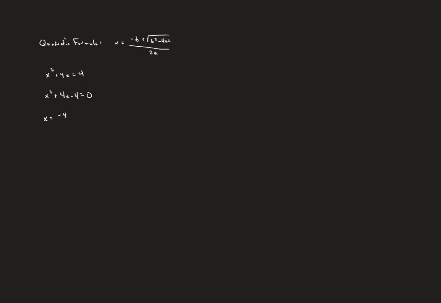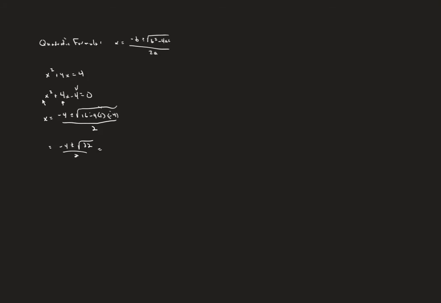So we get negative b, and the b is going to be the 4, so that's negative 4, plus or minus the square root of b squared, which is 16, minus 4 times a, the coefficient of x squared, which is 1, and c is the constant, which is a negative 4, and all over 2 times 1, which is 2. Cleaning up a little bit, the 2 negatives are going to make that positive. 16 plus another 16 is 32.